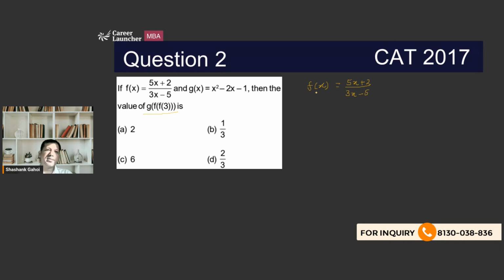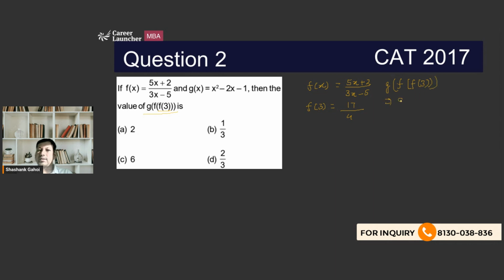And why is it easy? Because I am going to calculate f of 3. So what is the value of f of 3? I'm just plugging in 3 instead of x. So 15 plus 2 is going to be 17. 3 threes are 9, 9 minus 5 is 4. So f(3) comes out to be 17 upon 4. Okay. So the question I had was g of f of f of 3.